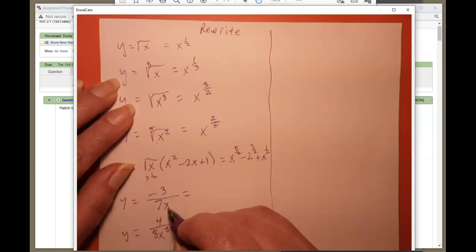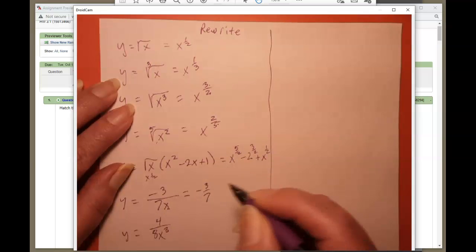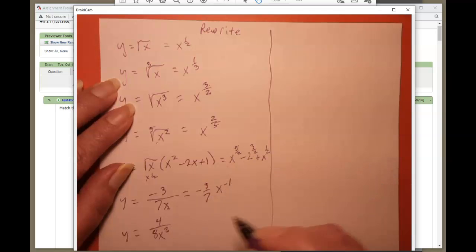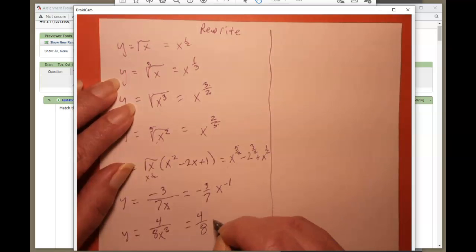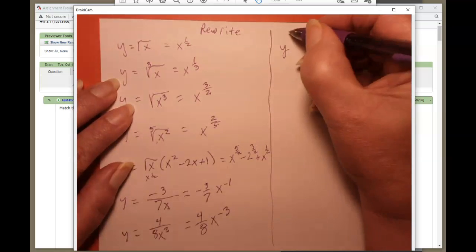Now this x is by itself. The negative 3/7 is just a number there. I don't need to move it, but I do need to move the x to the negative 1. Same is true here. The 4/8, the 8 is not attached to the x. This is not 8x to the 3rd. This is 8x to the 3rd. So this is 4/8 x to the negative 3. So now to take the derivatives, we're just using the power rule.